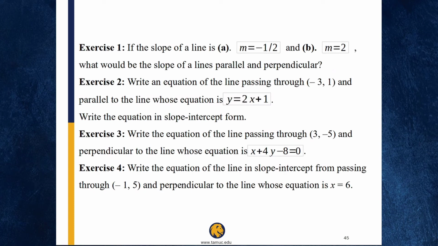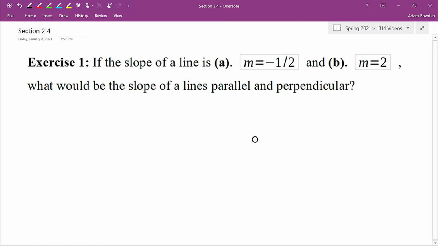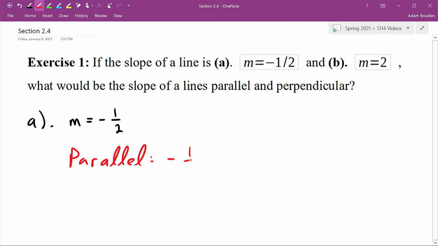And so what we're going to do is look at a few examples where we talk about the equations of lines with parallel and perpendicular slopes. The first one says if the slope of a line is m equals -1/2 and m equals 2, what would be the slope of the line parallel and perpendicular to these slopes? Well, starting with -1/2, the slope parallel to that would be the same slope, so it would also be -1/2.